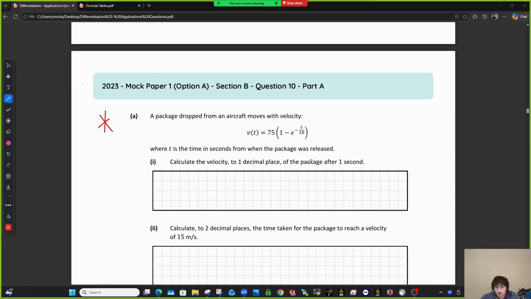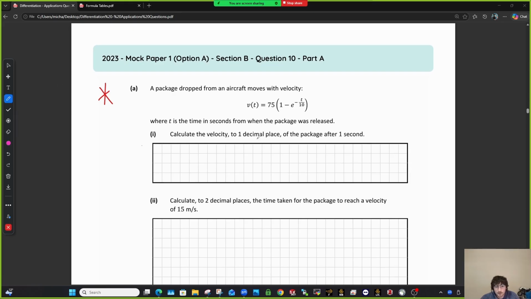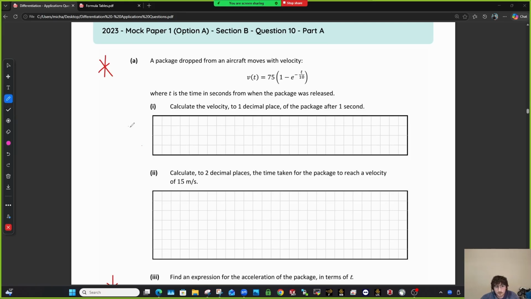I'm sure everyone can just put 1 second in there and get a value. That's not hard. Calculate to 2 decimal places the time taken for it to reach a velocity of 15. Yes, so we will do that one. So this is the other way around. They've given us v, and now we have to work back to t. So this is a bit of algebra for us to do. So give that a go, pause the video.